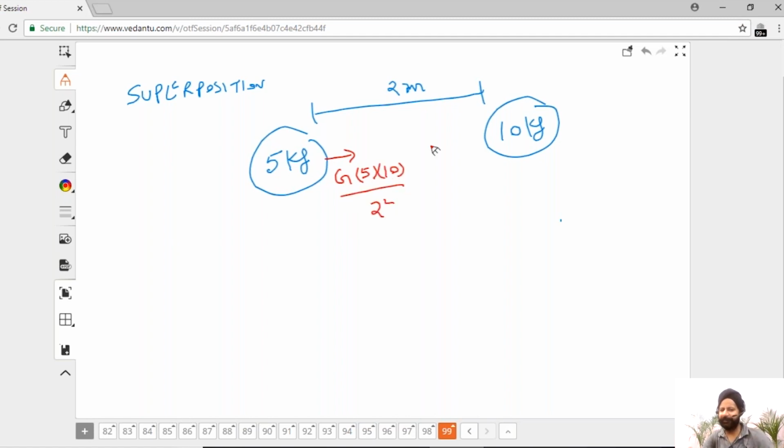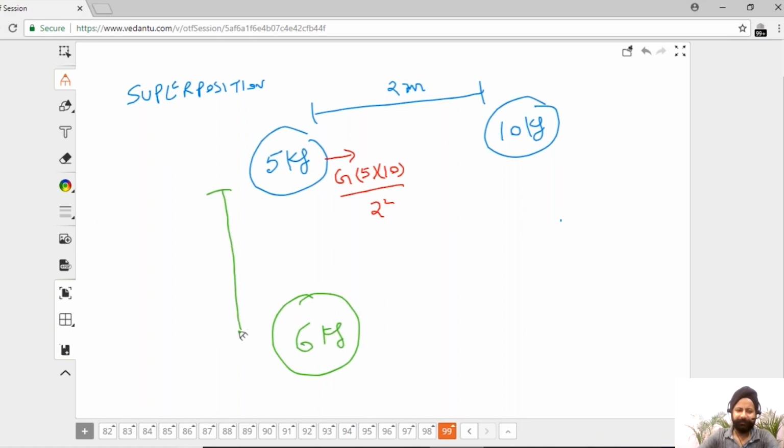Everybody understands this part? Okay, now what I did is I put another mass here, let's say 6 kilograms at a distance of 3 meters. The law of superposition says just because I brought another mass here, that does not change anything to this force. This is as is. It will not vanish, it will not decrease, it will not increase. No changes to that.